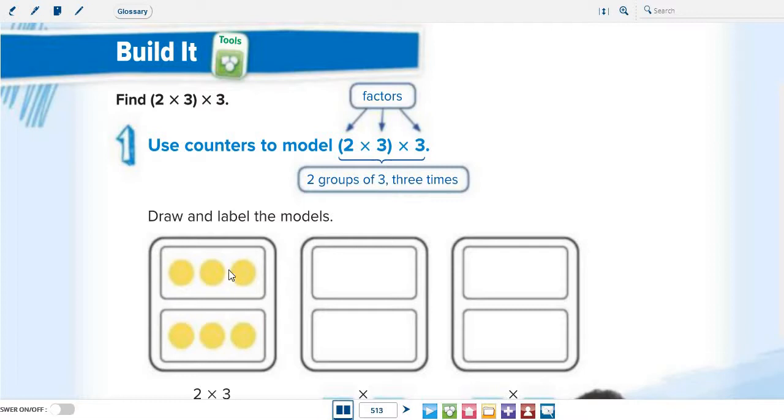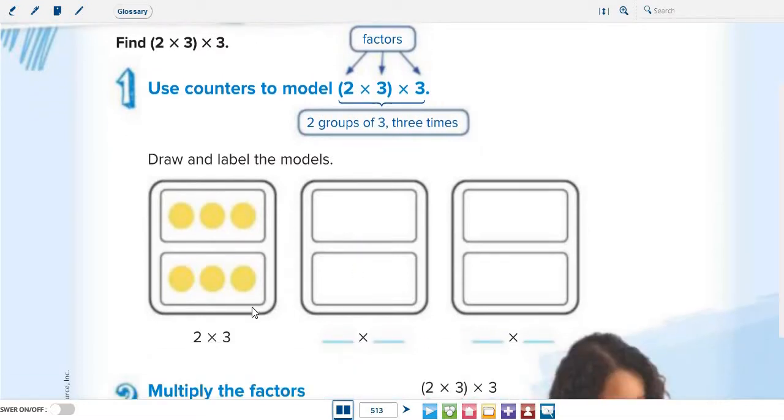Now, look at the factor outside the parentheses. It's a 3. This number tells us that we need to have 3 groups of 2 times 3 arrays. So, create 2 more 2 times 3 arrays so that you have a total of 3 arrays. Like this. This is the first array. Now we need 2 more arrays. 3 means that we have 3 arrays. This is the first one, the second one, the third one.